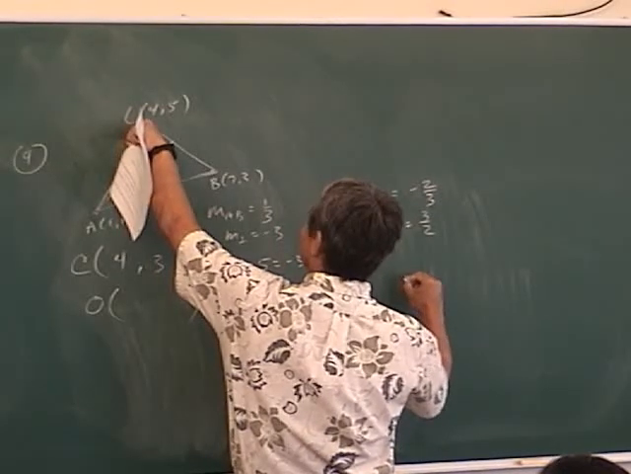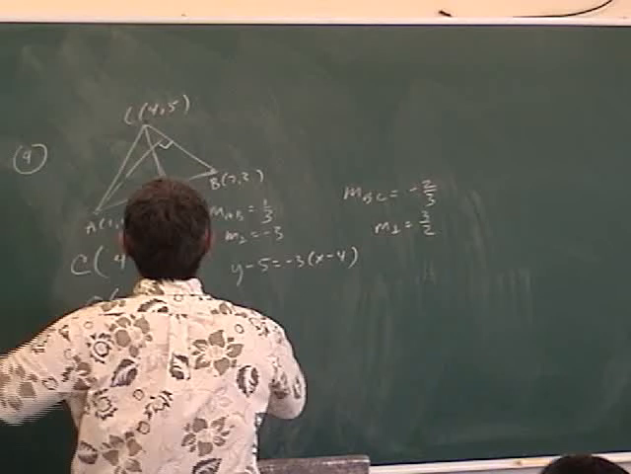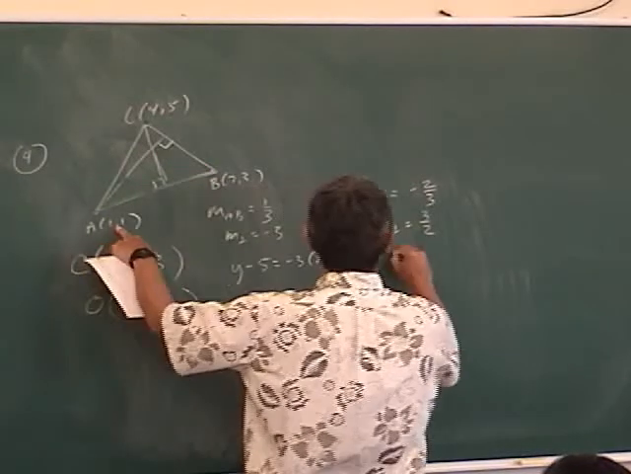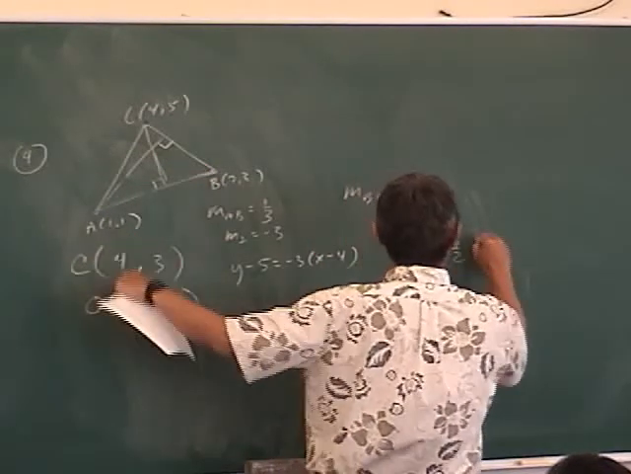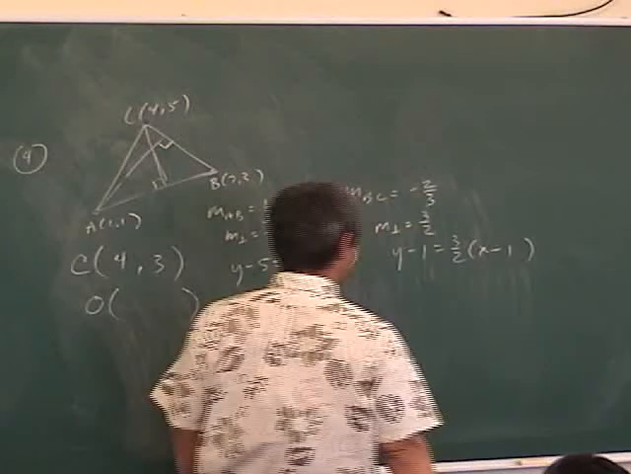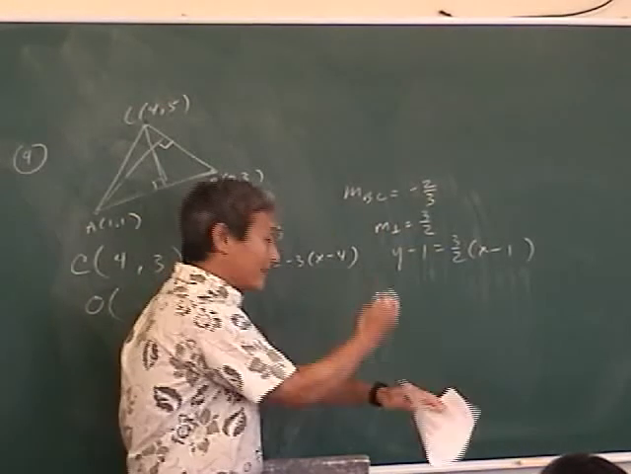Wait, which one are you doing? Which one are we doing? Oh, we're doing A. Okay, so it's got to pass through this point. y minus 1 equals 3/2 times x minus 1. Here are two lines. Find where they intersect.